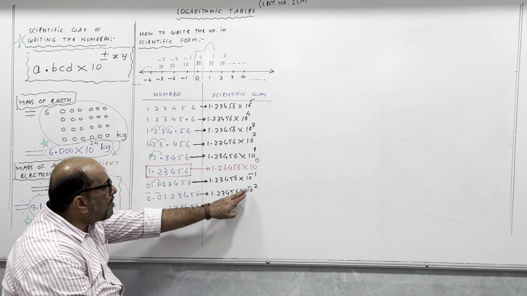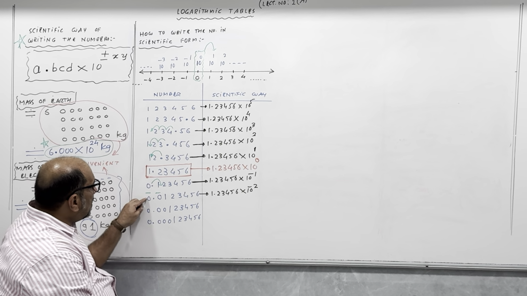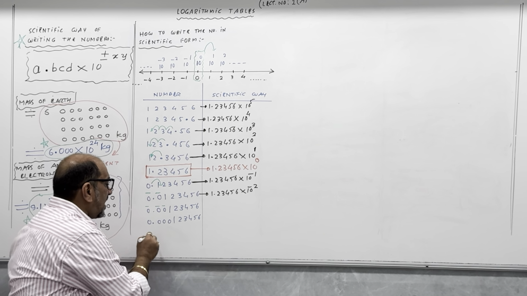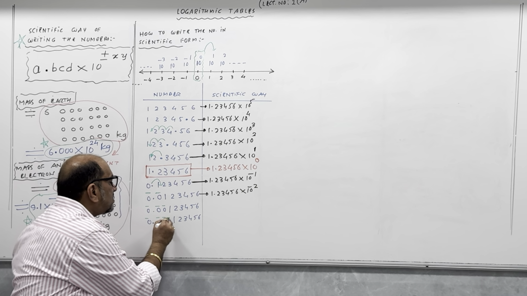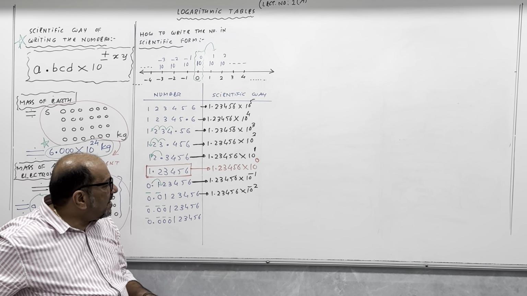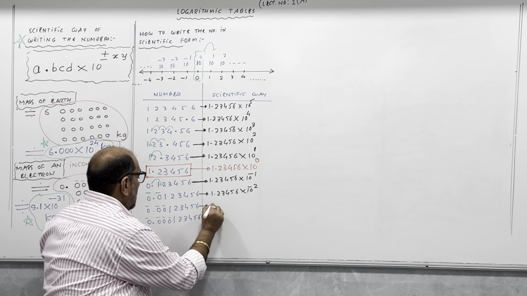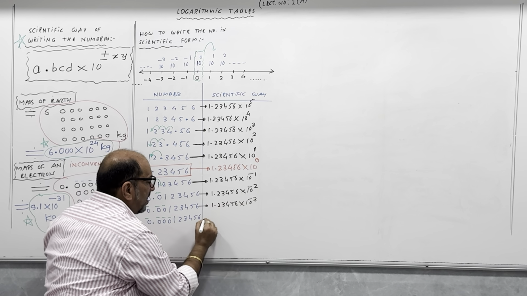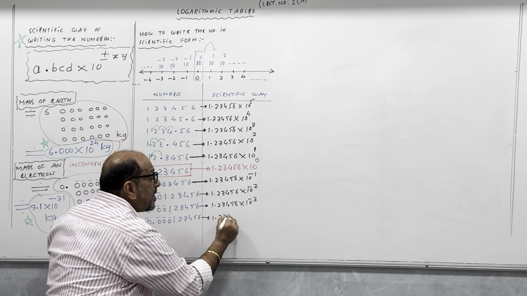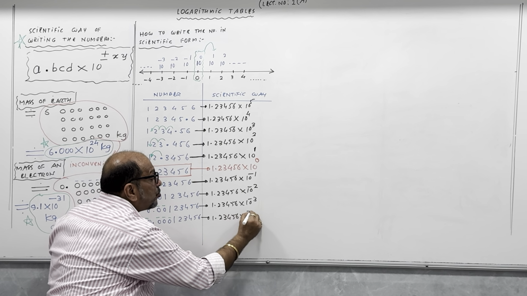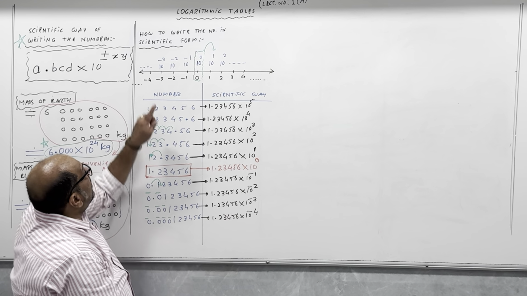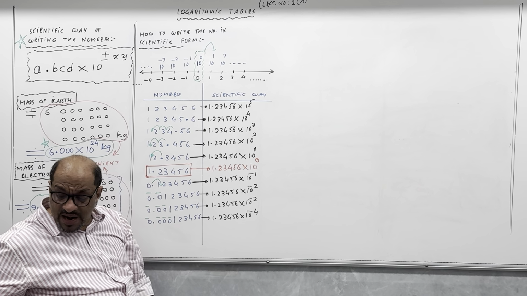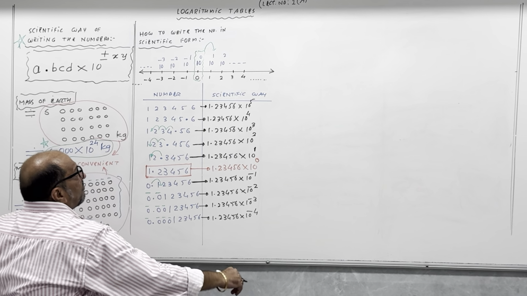Or we call this the minus power of 10. So this is bar 1, bar 2. Likewise this is -1, -2, -3. So finally, what are my answers? 1.23456 into 10 raised to minus 3. 1.23456 into 10 raised to minus 4. So this is your number, and this is the style of writing it in the scientific way, the scientific way of writing the numbers.